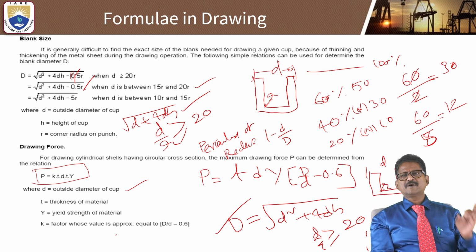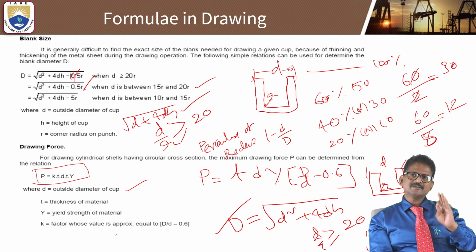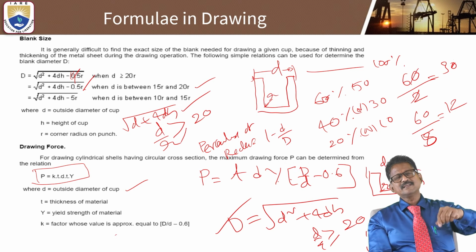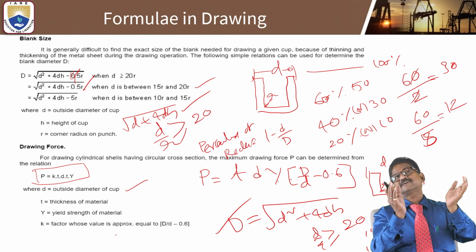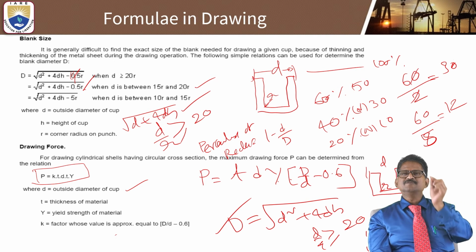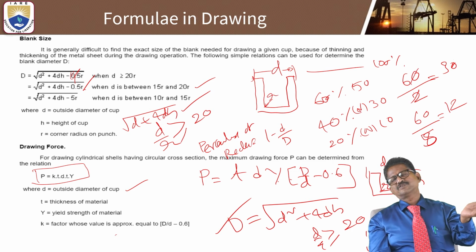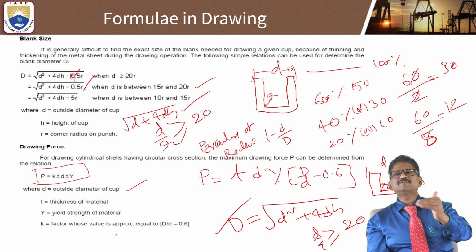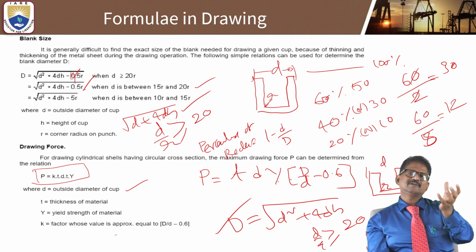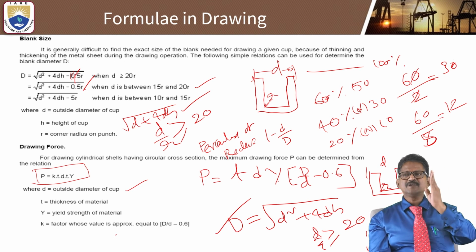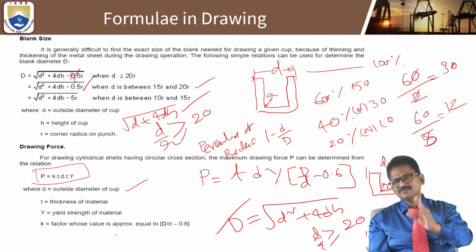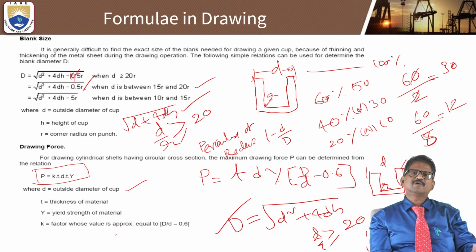The percentage reduction is one of the major factors. In a single draw, about 40% reduction takes place in the first draw. In the second draw, 30% or 20%. In the third draw, only 10% or 20% reduction takes place. So a minimum of 3 draws is required to produce a cup-shaped part.